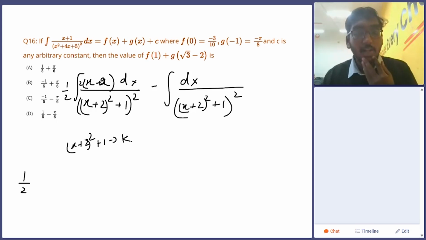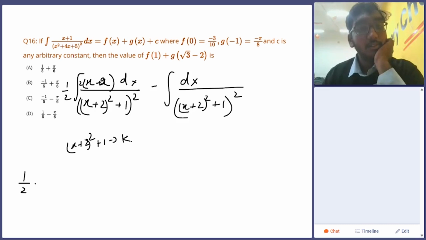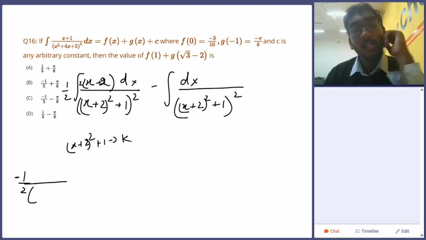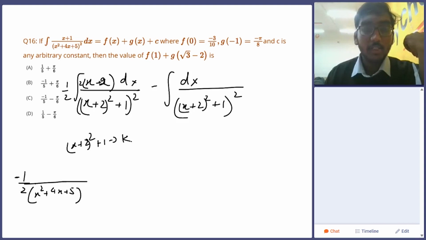So it is of the form of what? Half of integral dk upon k square. That will be half of negative 1 upon k, okay? It will be minus 1 by 2k, right? Instead of k, you have this (x plus 2) the whole square plus 1. That will be what? x square plus 4x plus 5. Okay. So this integral is sorted.